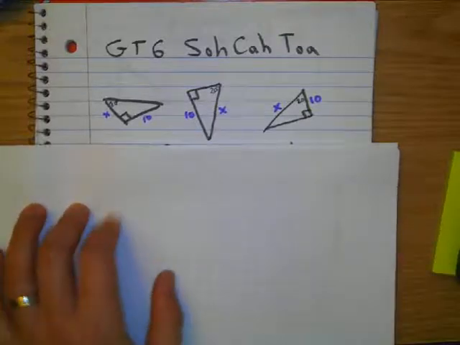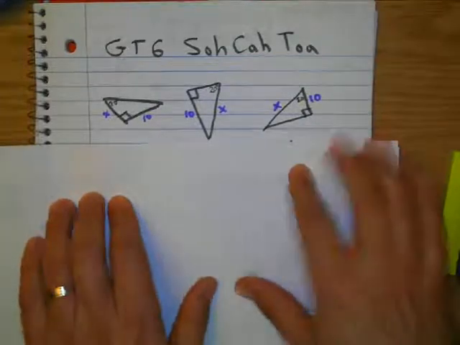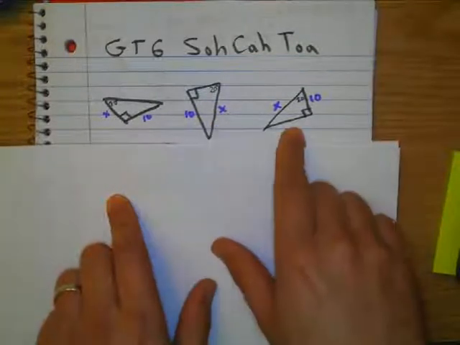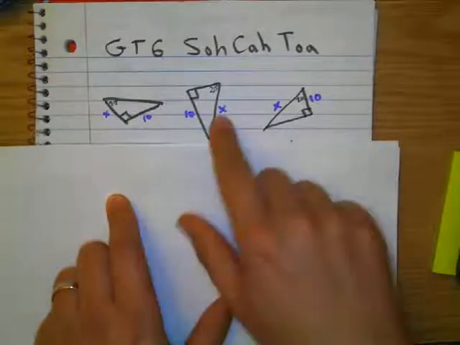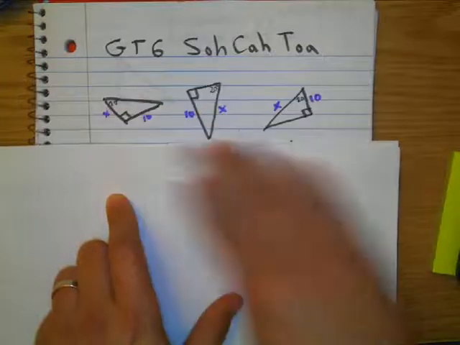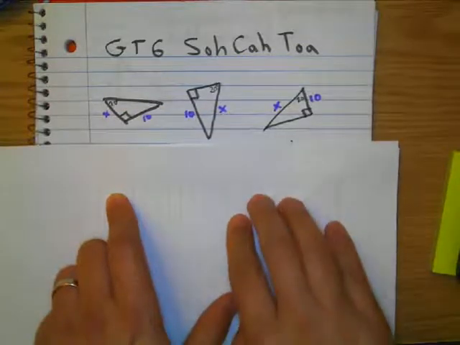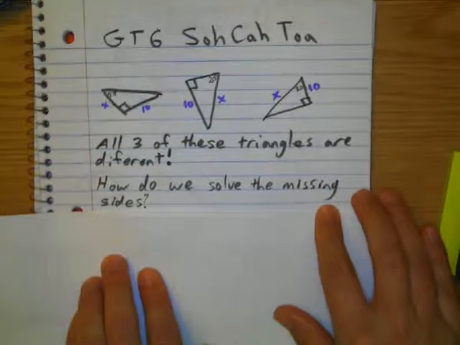Alright, today we're going to talk about SohCahToa. You might see there's three triangles here. They each have a side x, they each have a side 10, and they each have an angle 20. But all three of these triangles are different. So your question is, how do we solve for the missing sides?